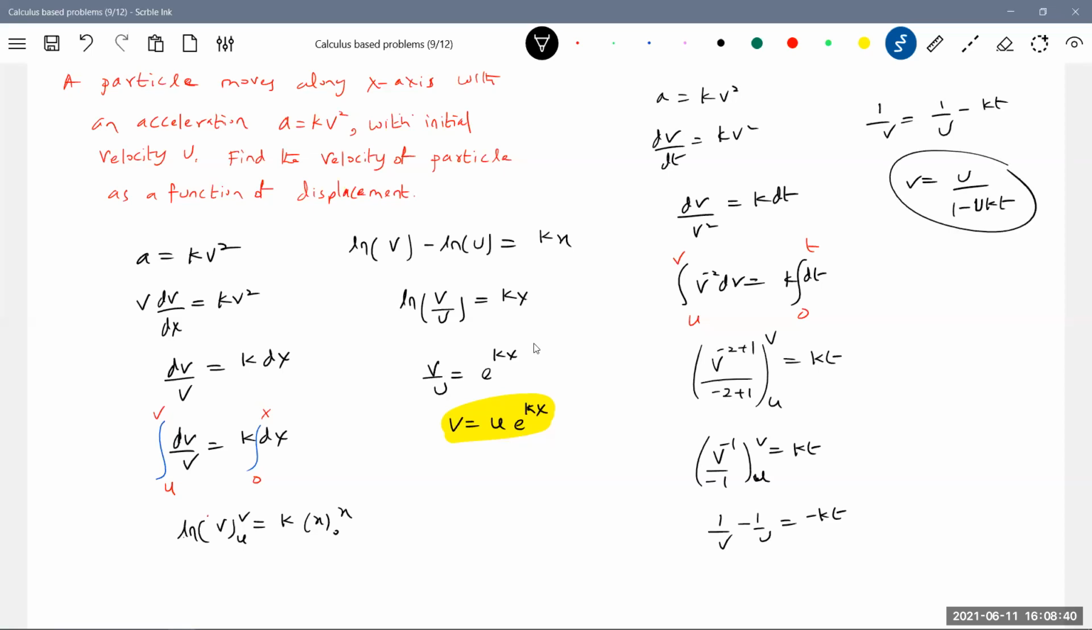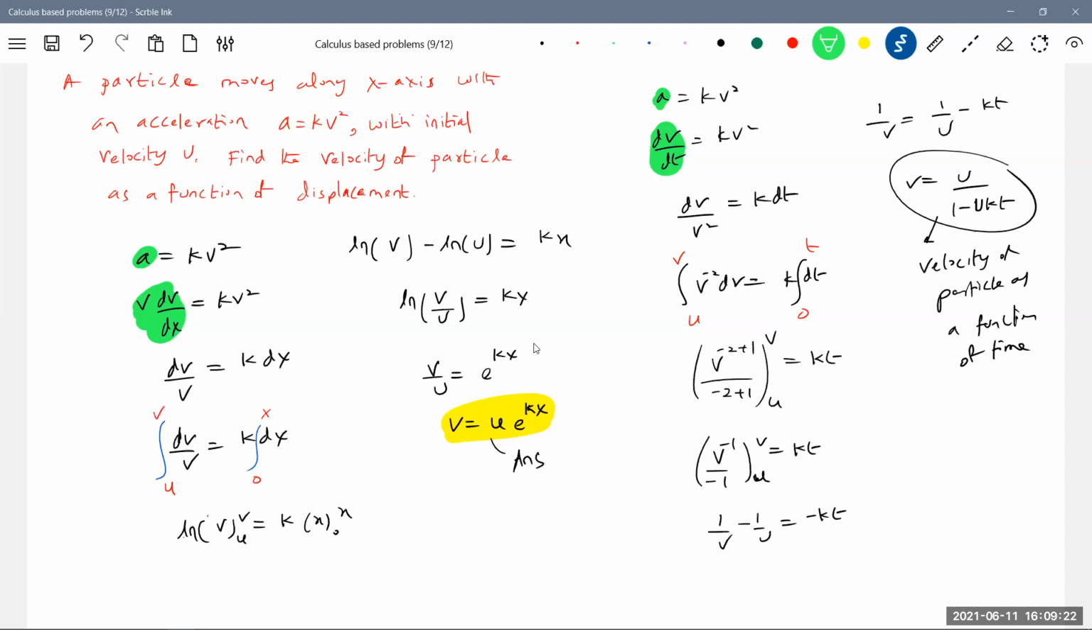If you ask for the velocity of a particle as a function of displacement, this will be your answer. Velocity of the particle as a function of time, this will be your answer. A student must have all these things ready: if acceleration is given as a function of speed, it's left to you. In a question they can ask either way. Acceleration you can write as v dv by dx or as dv by dt. Please try to follow this. I'm trying to highlight it, depending upon the situation.